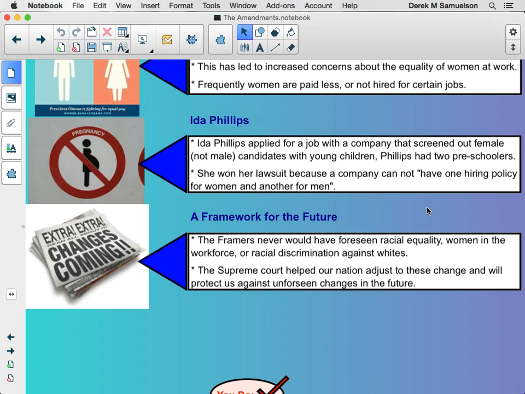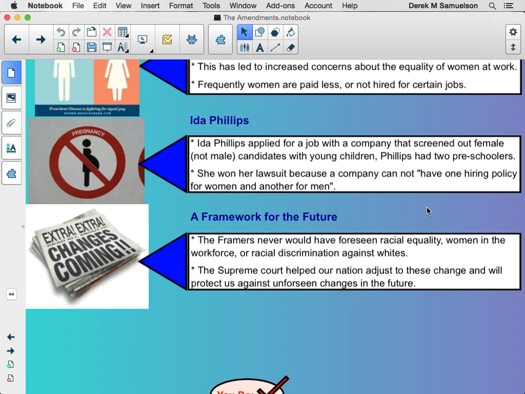They didn't foresee racial equality. Even those who wanted to end slavery did not foresee full equality. They didn't foresee women having the role that they have in the workplace today. They didn't foresee a society that would have racial discrimination against white people. Those were not in their minds at the time.